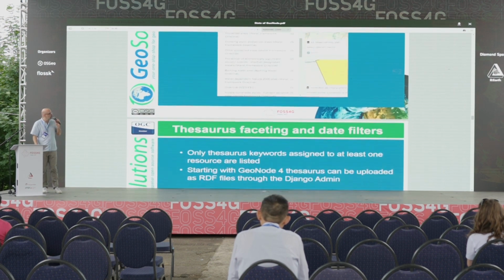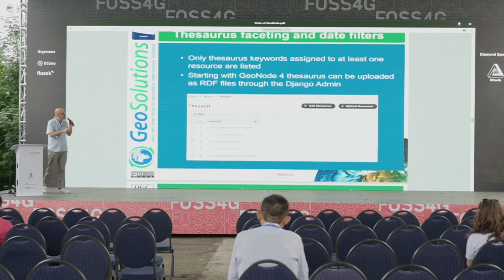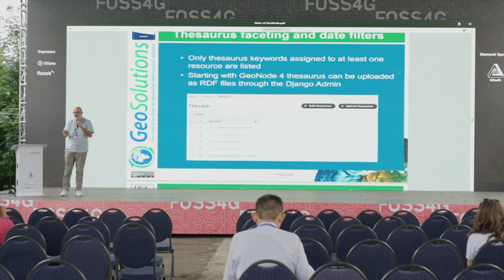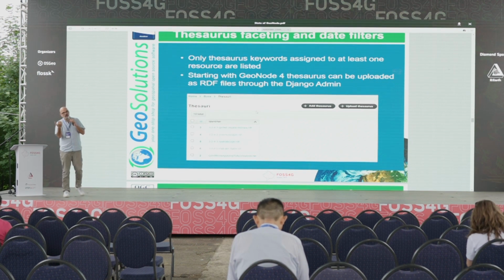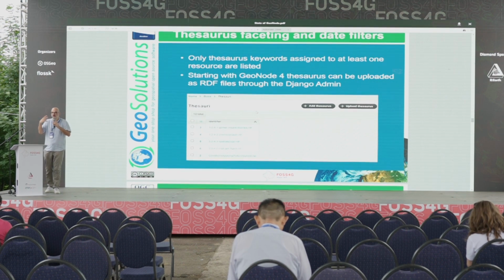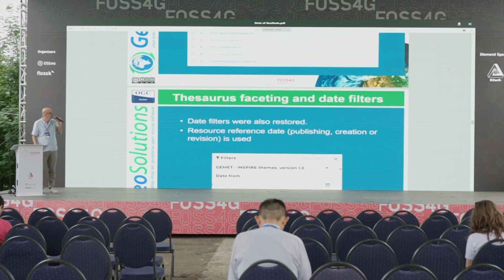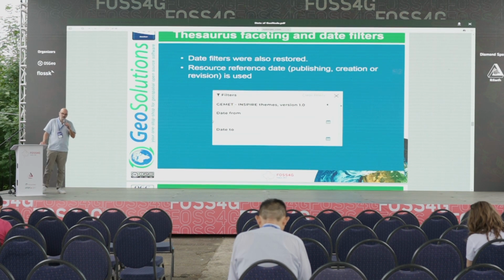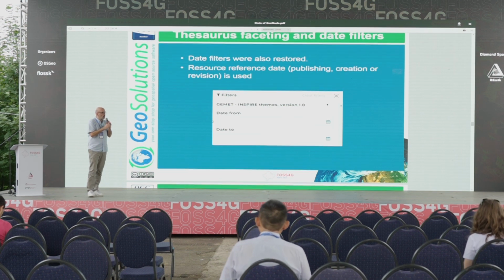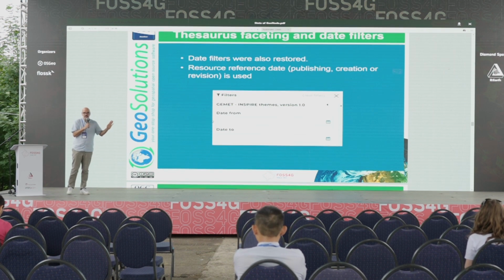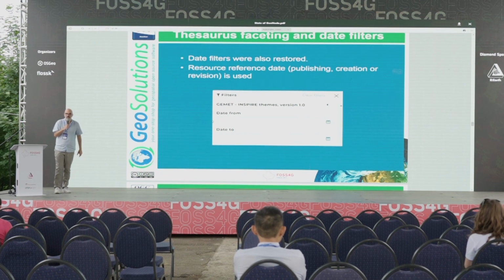Thesaurus can be uploaded through the Django administration, so you can take RDF files, which is a standard format to define Thesaurus. You just upload the file through the Django admin, which is a back office for GeoNode, and those Thesaurus will be exploded into the keywords and so on, and they are available to be used inside the metadata system. Now we also have brought back date filters, so we have expanded the filters in GeoNode a lot. We are going to make other improvements to the filtering system, also to the spatial filter that is already there, but can be improved.